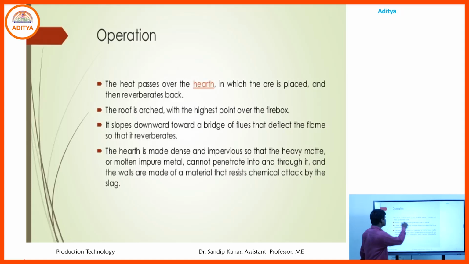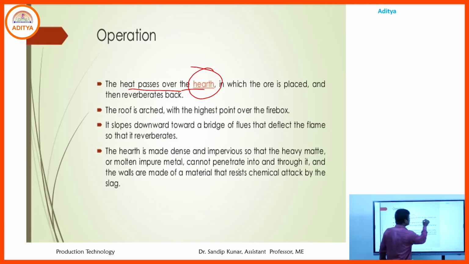In that case, the heat passes over the hearth. If we divide the furnace into three parts, one is the fuel gas chamber, another is the hearth, and the third part is the chimney. The middle part is called the hearth. Heat passes over the hearth, in which the ore is placed. The ore, meaning pig iron or iron ore, is placed in the middle part of the chamber, the hearth position.